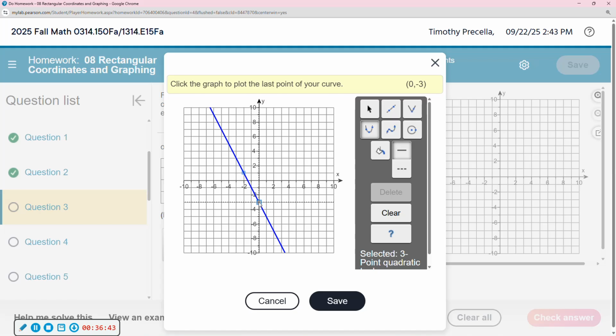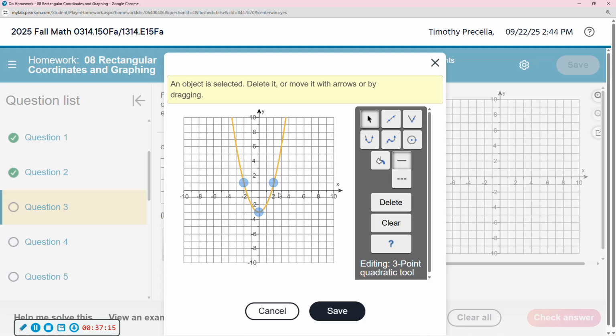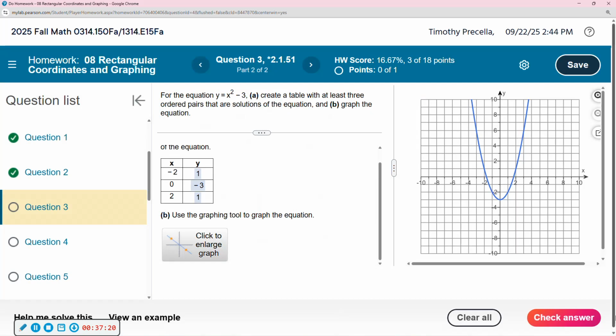Okay? That first point, the -2, 1, that's nothing. It's not an x-intercept. It's not a y-intercept. Got to have a 0 for it to be an x or y-intercept. And now it says plot the last point. When we plot that third point, that's when we're going to get a U-shaped figure. So right 2, up 1. I look at the yellow rectangle to make sure I'm at right 2, up 1. I am, so click. And I say save. And then check answer.